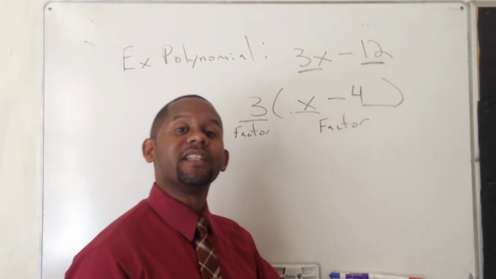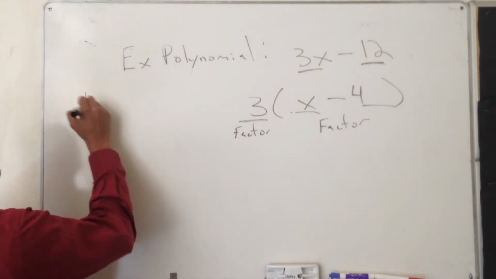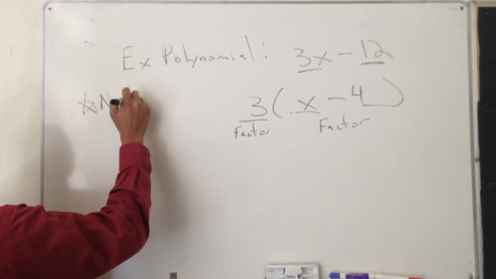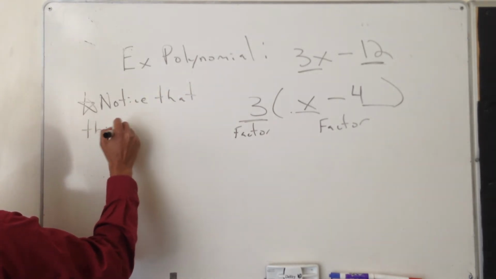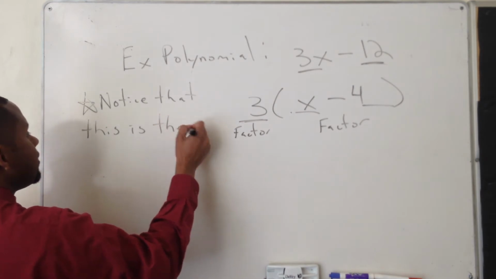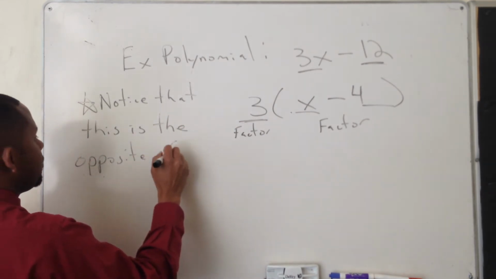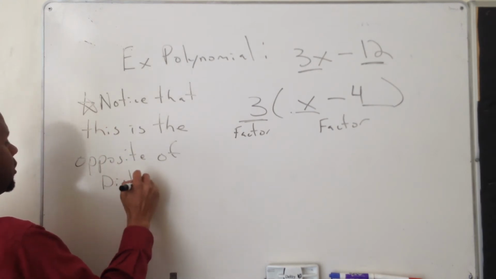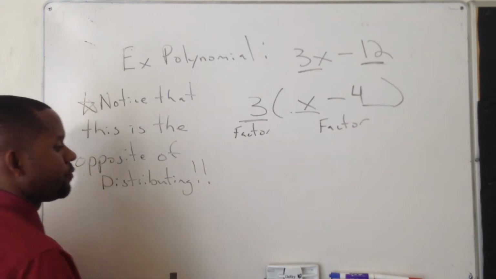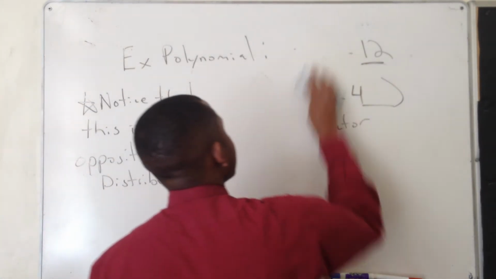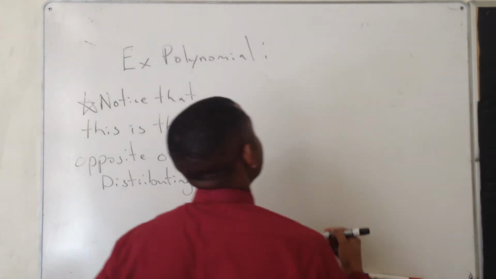You might notice that it's like the opposite of distributing. Okay? So let's even put a star. Notice that this is the opposite of distributing. Okay? So let's take another, make sure you can get that. Let's take another example.